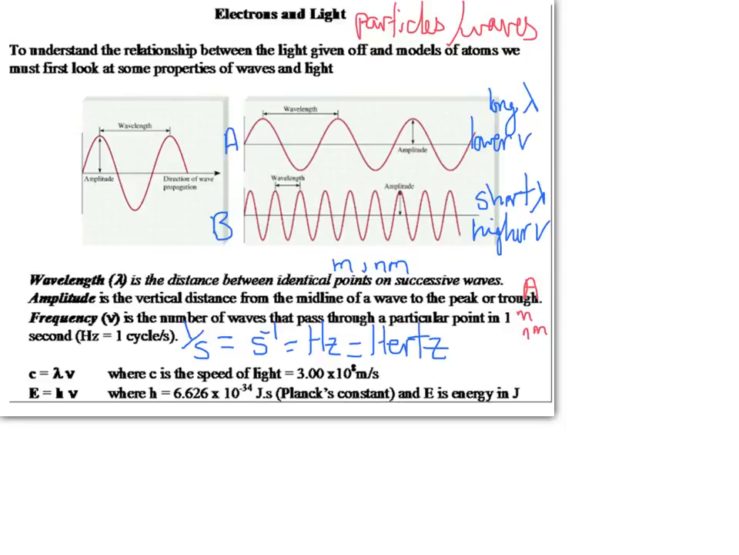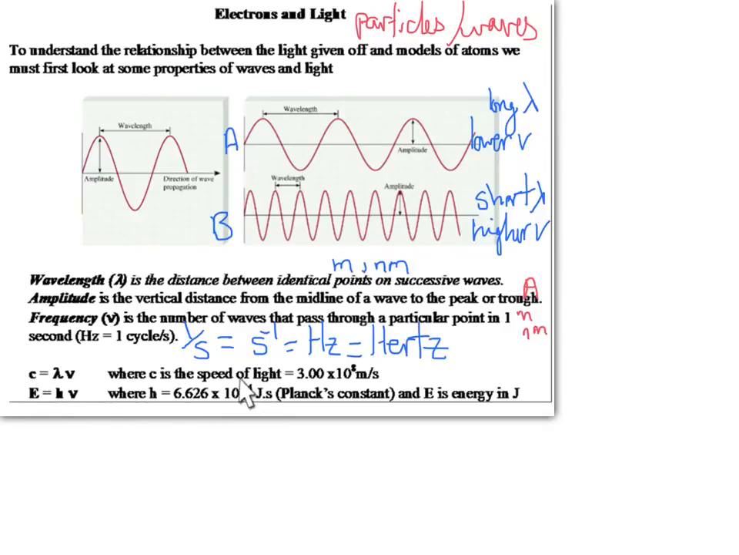So based on that, you can tell that the relationship between frequency and wavelength is an inverse relationship. As you increase one, you decrease the other, and vice versa. There is a mathematical equation that describes that relationship. It's right here. C is equal to lambda nu.